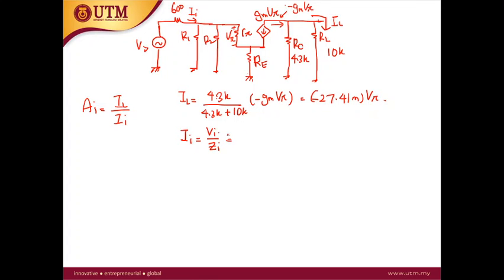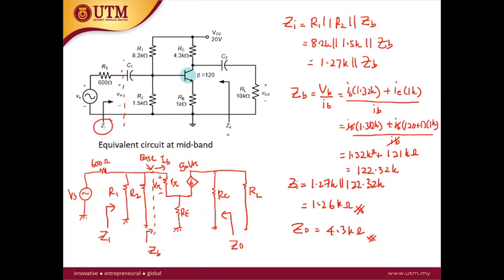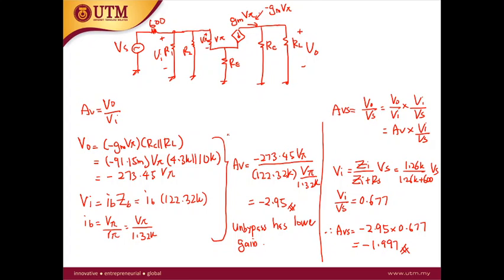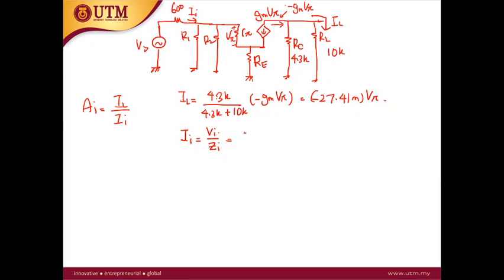What's the value of ZI? ZI is 1.26K, but the VI you don't have the value for. So how can we calculate the VI? Okay, the calculation of VI. The VI is actually equal to VB over 1.26K.